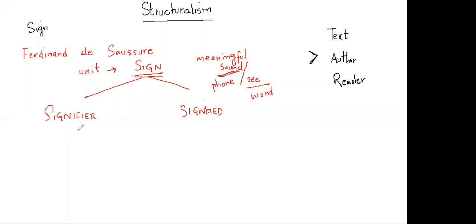The first is the signifier. The signifier, he says, is the sound of the word or what you see, the image of the word. By the sound, I would give you an example. By the sound, I mean if I say and I speak, cat, I said and you heard, cat.